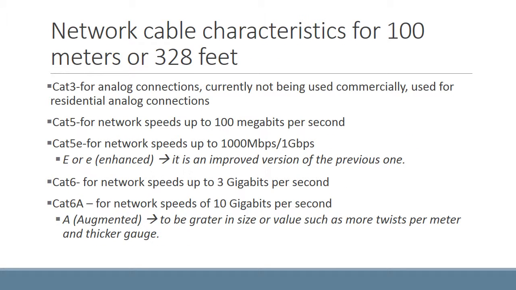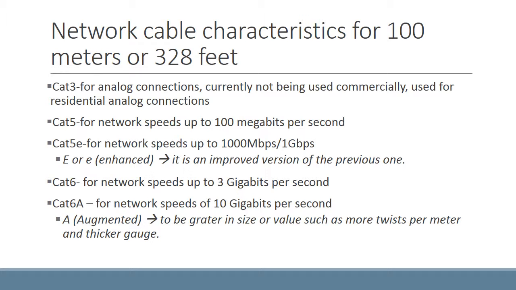The standard length limitation for all category cables, except for category 3, is 100 meters or 328 feet. The most commonly used network cables are category cables 3, 5, 5E, 6, and 6A. Category 3 or Cat3 cable is mostly used for analog connections, DSL connections, or modems. It is currently not being used commercially too much. It is mostly used for residential analog connections such as your standard telephone line.